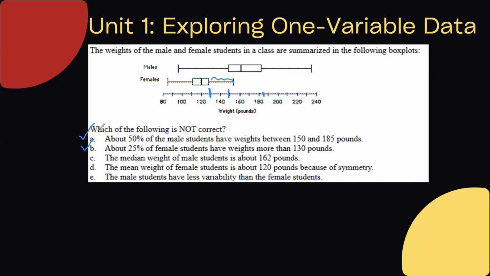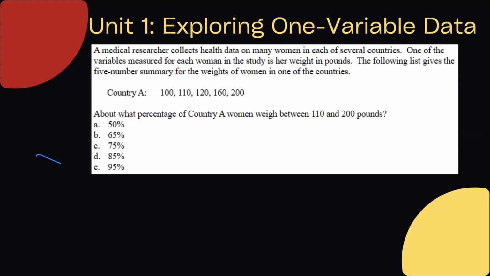C, the median weight of male students is about 162 pounds. The median is the line in the middle of the box plots. That's at about 162, so that is also correct, not the one we want. And the mean weight of female students is about 120 pounds because of symmetry. This also is true or correct because if you look at the female box and whisker plot, it's roughly symmetric, so the mean and median are going to be very, very close. So that only leaves E as our choice. The male students have less variability than the female students. Well, that's not correct because you can see that the box plot is way more spread out than that of the females.